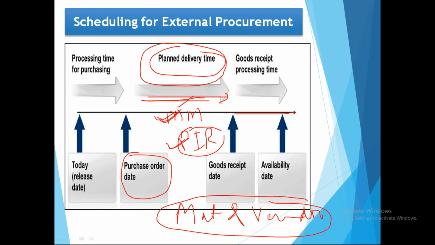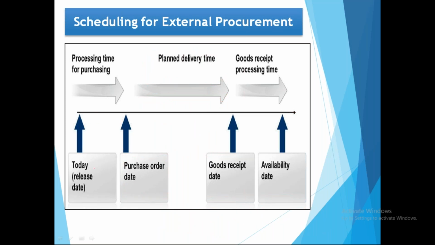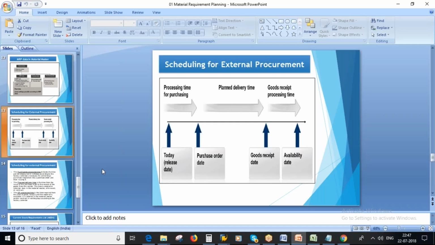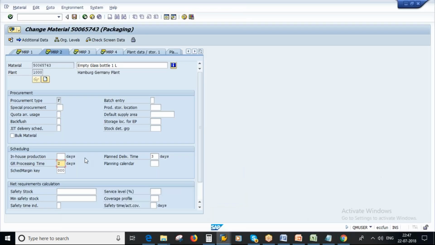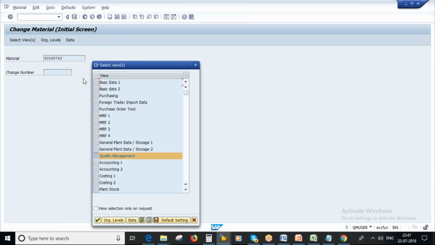So now the system will subtract all this and it will give you the scheduling. I will show you this in the system. Suppose you go to our original scenario. I'll maintain plant delivery time as 3 days, GR processing time as 2 days. Now I am saving this. Again I will go inside.